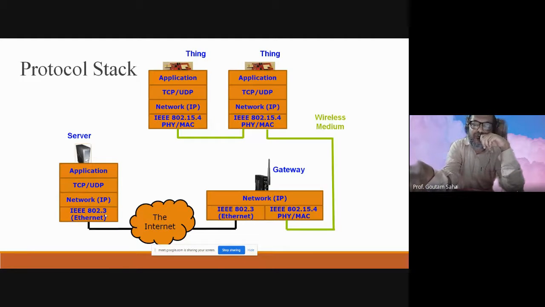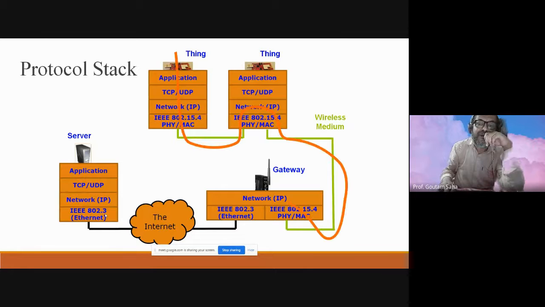Gateway has got this protocol stack. Gateway is a host, which I told you about. So gateway has got 802.3 Ethernet or 802.15.4. I'm using this one, 802.15.4, and network IP, and then it transmits to the server, and the server has got all the layers. Now, when one sensor wants to transmit via this gateway to the server, what is the protocol stack? You see, this goes to the application, this UDP.